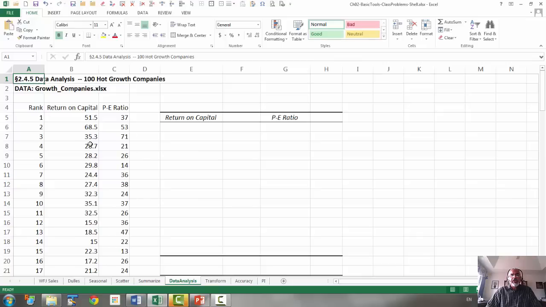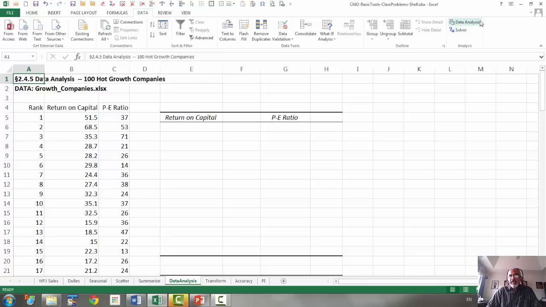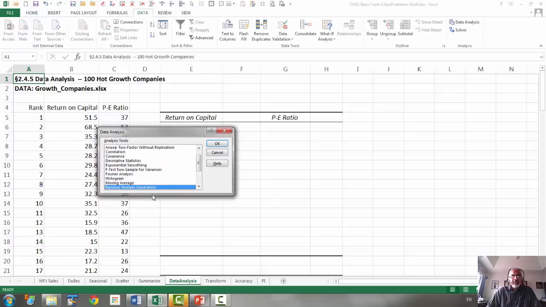So now we're going to look at an Excel command to generate these measures: the average, the variance, standard deviation, correlation, and stuff like that. For that, you need to go to Data and Data Analysis, and here we can select Descriptive Statistics.